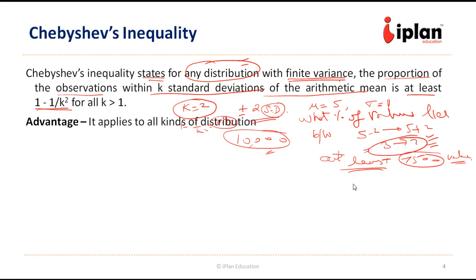So the advantage is that it can be applied to all kinds of distributions, especially when we do not know what kind of distribution it is. And if it is already known, then we can have better information regarding that distribution.